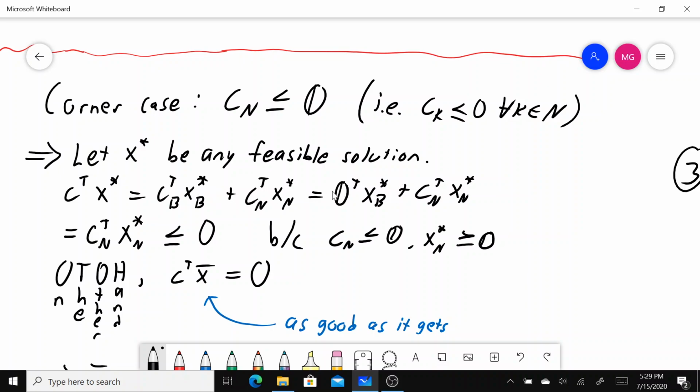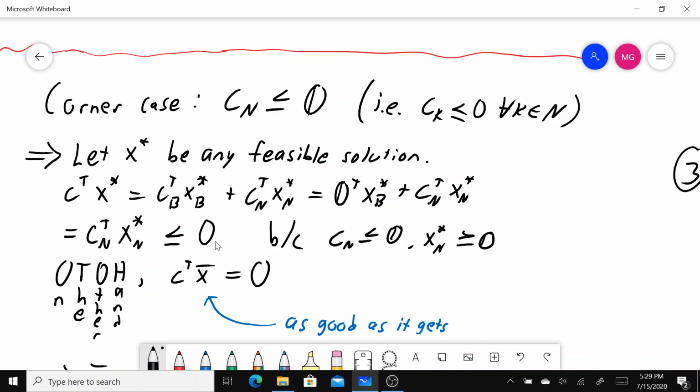So the basic part goes away because the C coefficients are all zeros there, and so you're just left with Cn times xn star. And this is less than or equal to 0. That's because we're assuming, in this corner case here, that Cn is less than or equal to 0. And by feasibility of xn star, it has to be non-negative. So I have a non-positive vector dot producted with a non-negative vector, and so, of course, that's going to give me something that's less than or equal to 0.